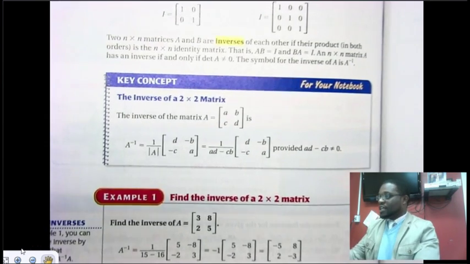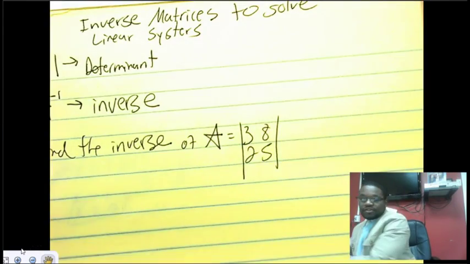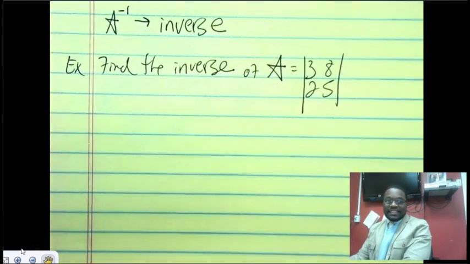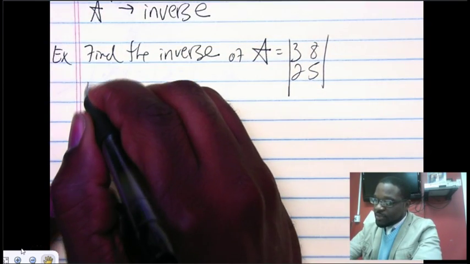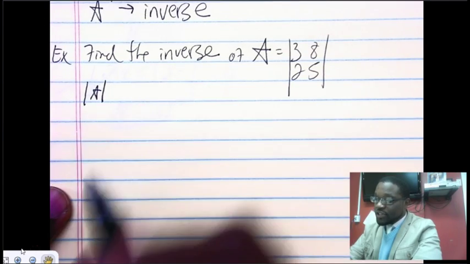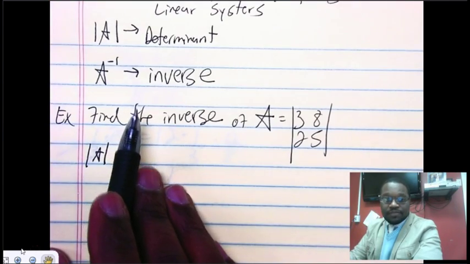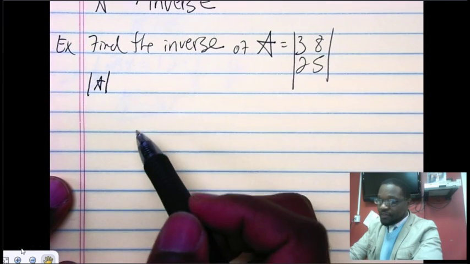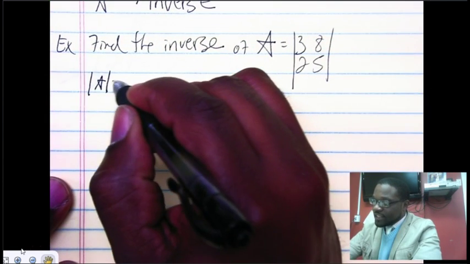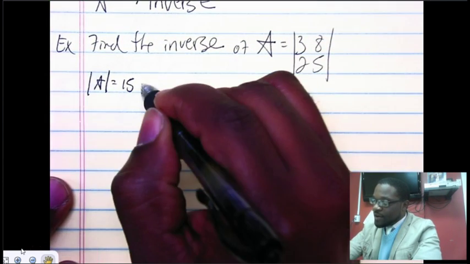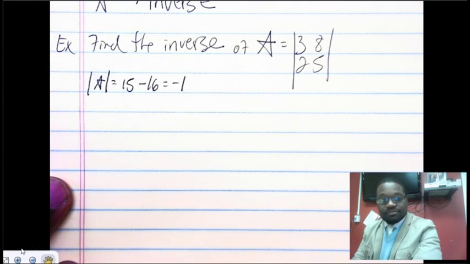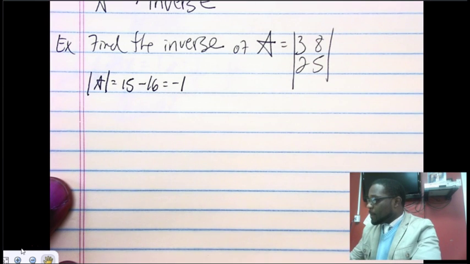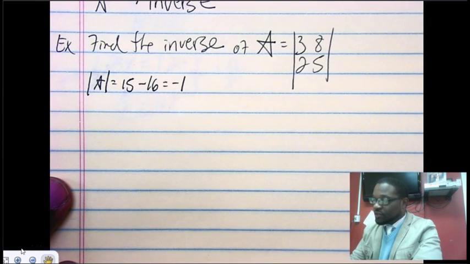Let me demonstrate that to you over here with this example. Find the inverse of A. The first thing you need to do is find the determinant. So I'm going to write it like that. That's the determinant. That's what I have up here. So the determinant of A, diagonally, is going to be 15 minus 16, which equals -1.